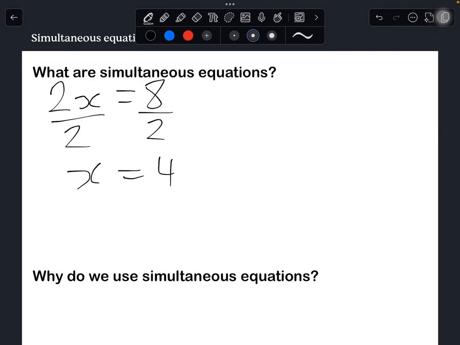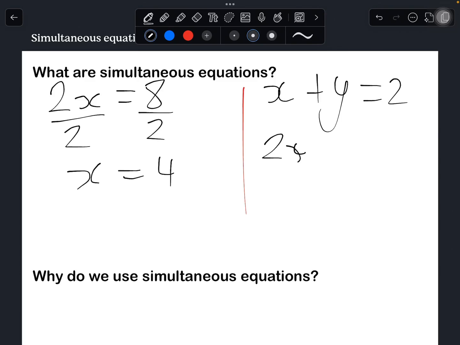But now what happens when we have two variables? When you have a simultaneous equation, you have something like x plus y equals 2, and then you have 2x plus y equals 10. Now we can't use the method that we had before, so that is where simultaneous equations come in, where we have two variables.